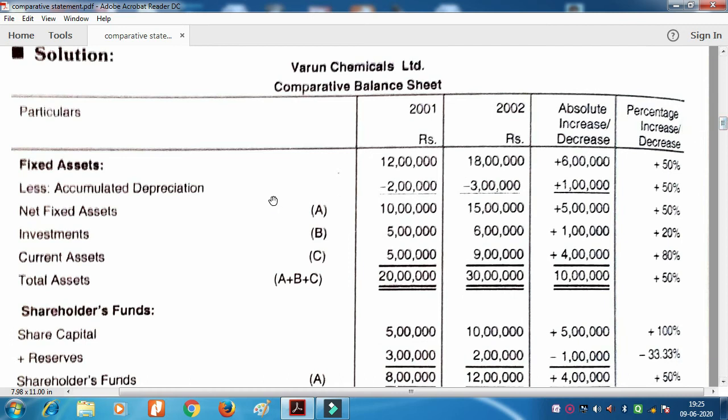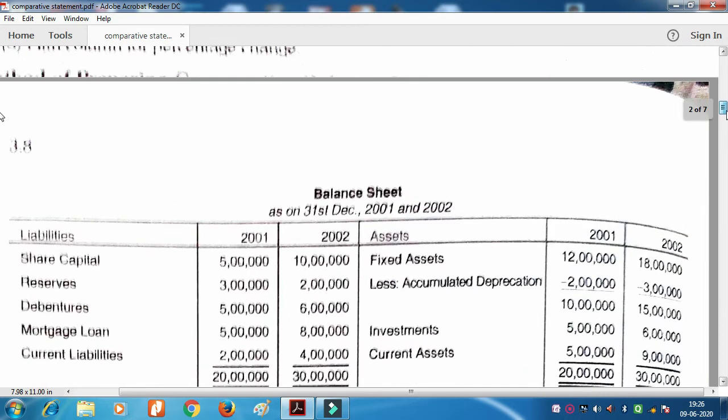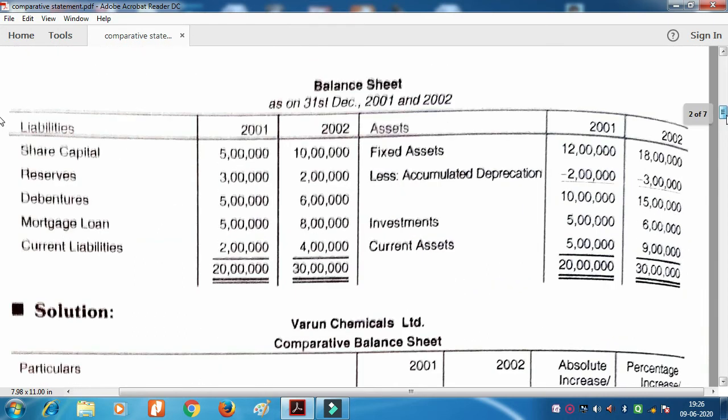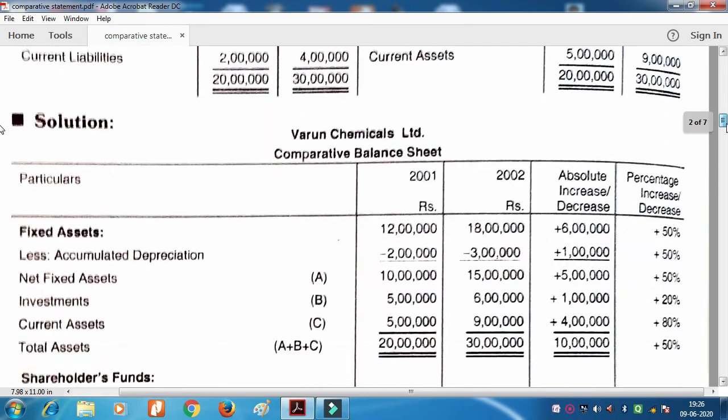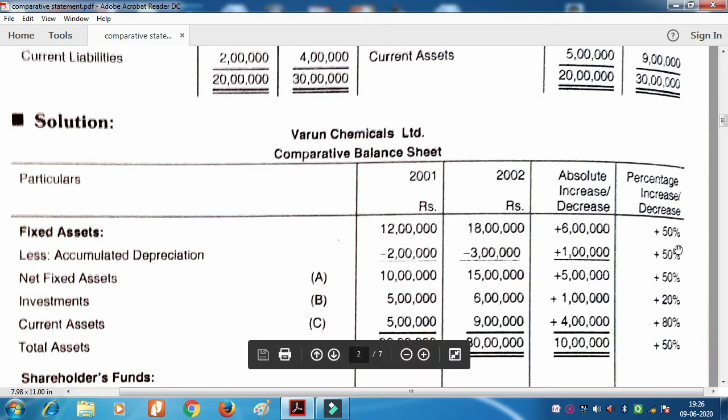Now as you can see, first comes fixed asset. You can see in 2001 it is given as 12 lakh and in 2002 it is given as 18 lakh. So 2001 we have 12 lakh, 2002 18 lakh, and the difference becomes 6 lakh. So how to get the percentage increase or decrease? That is 6 lakh divided by 12 lakh, which will give you 50%.